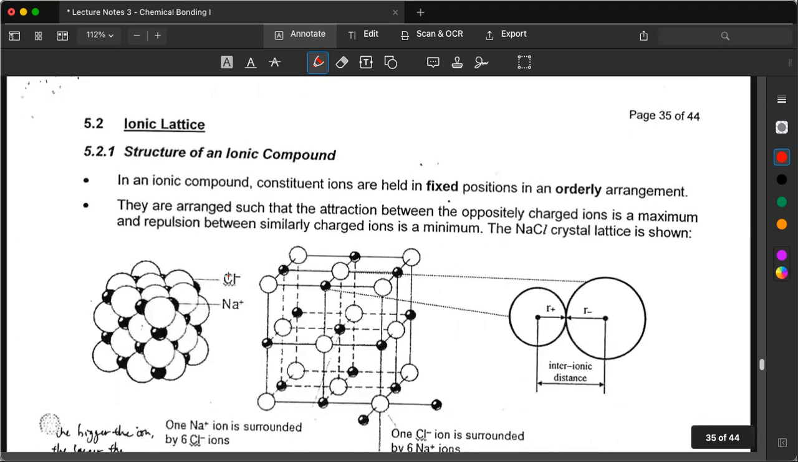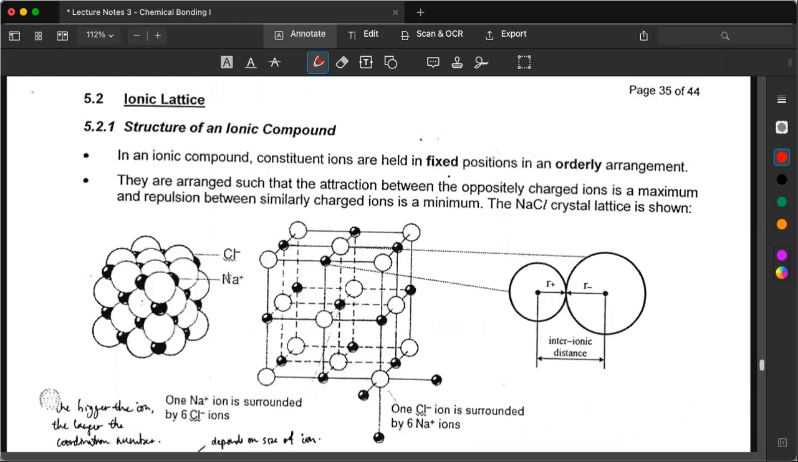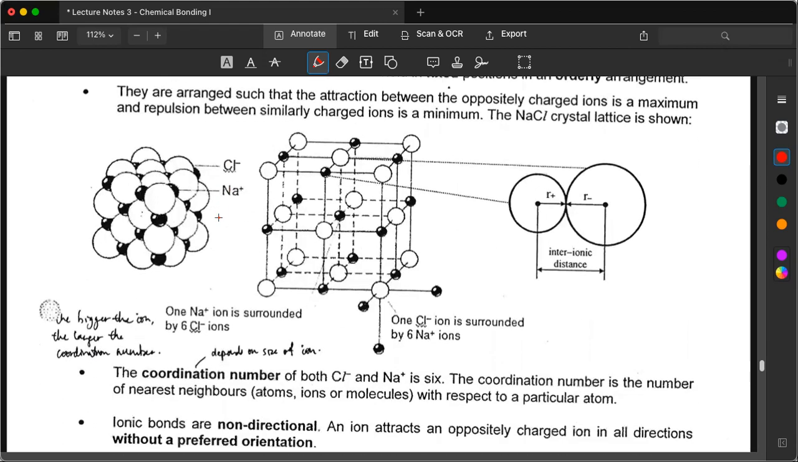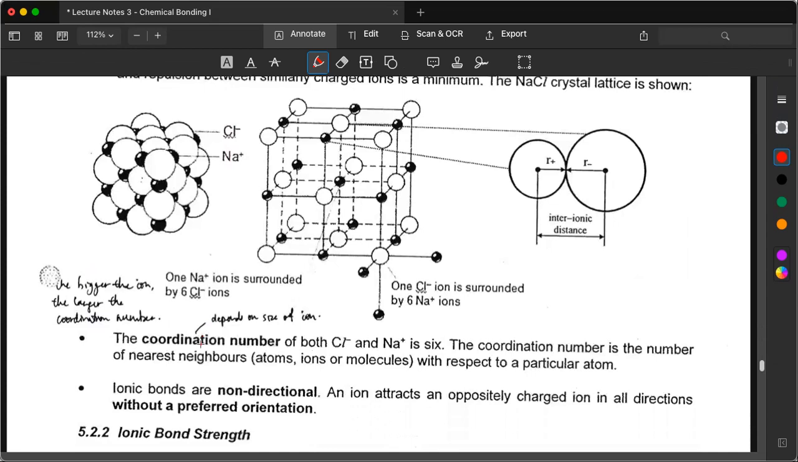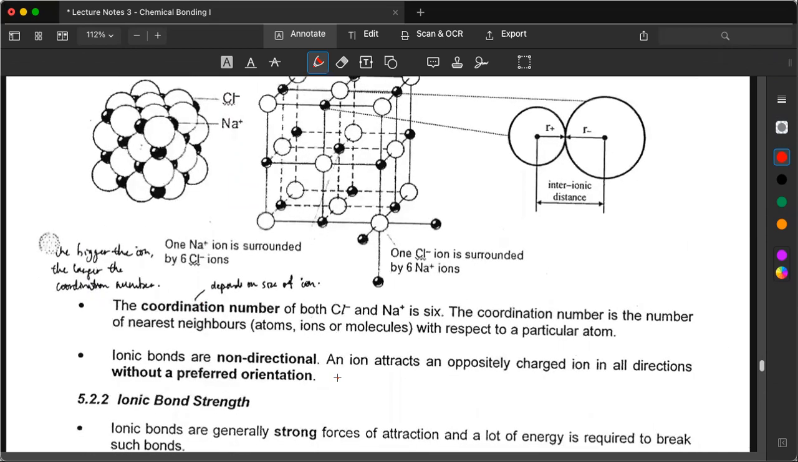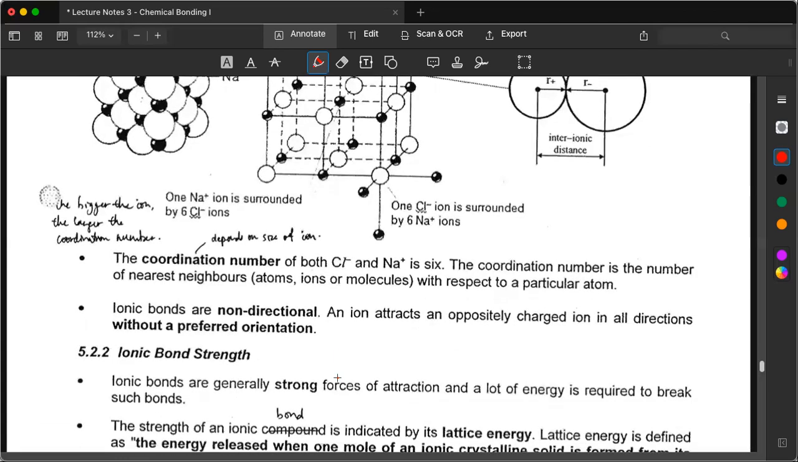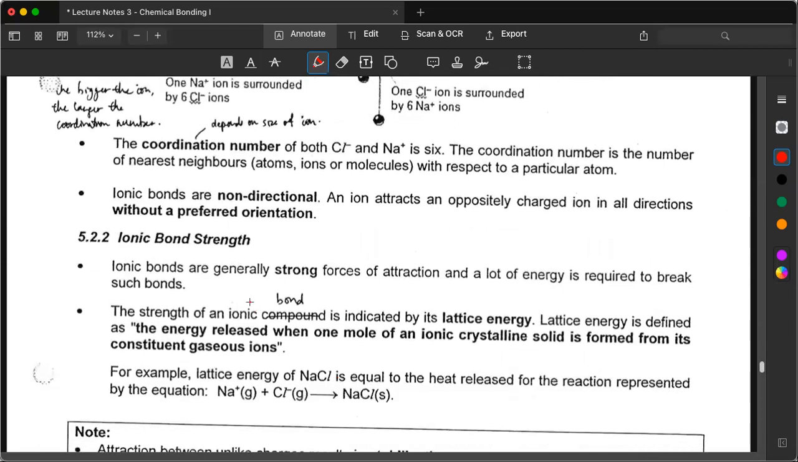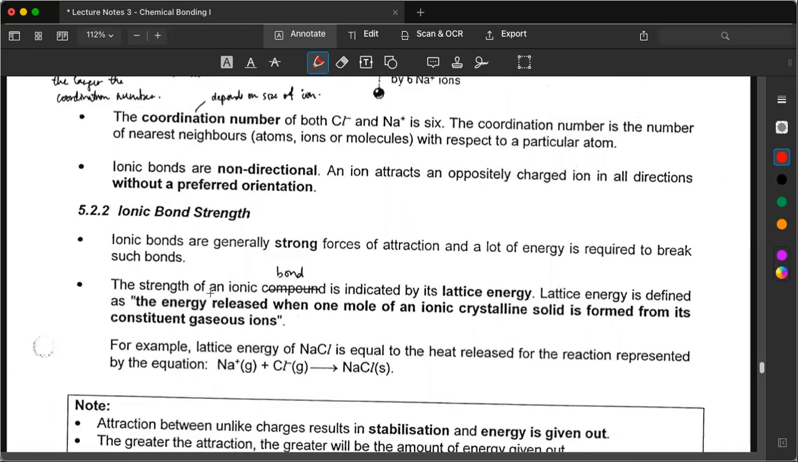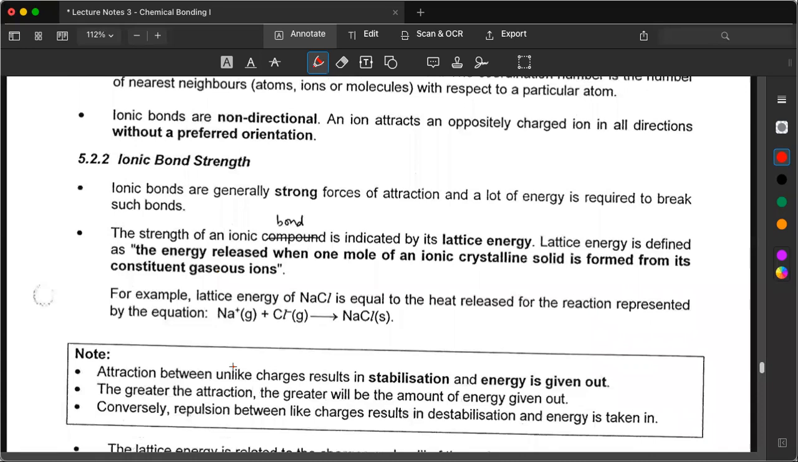So these are examples of ionic lattice, which you learned in secondary school. You learned about coordination number also, and you understand that they are non-directional. There is no preferred orientation where the ions attract the other ions of the opposite charge. We also learned about ionic bond strength. They are very strong and require a lot of energy to overcome. The strength of the ionic bond is indicated by lattice energy, which is the energy released when 1 mole of the ionic solid is formed from its gaseous ions, which we'll learn later under energetics.